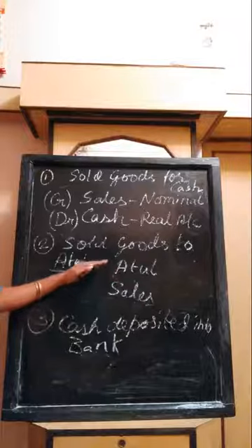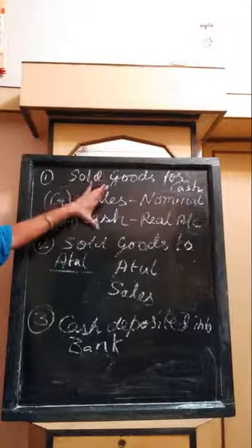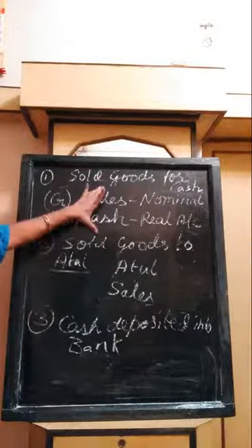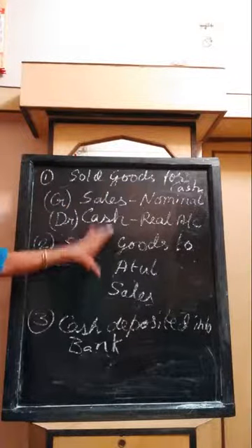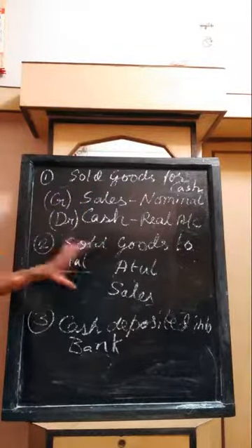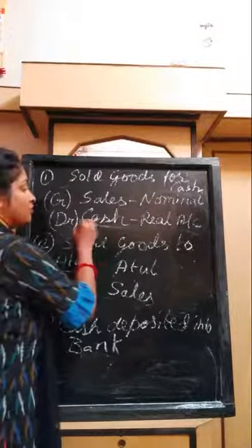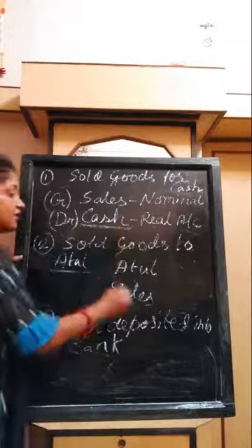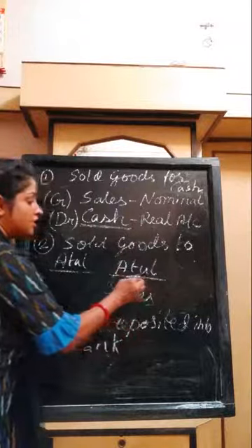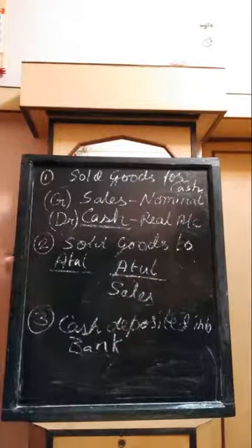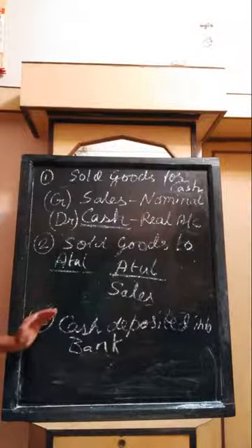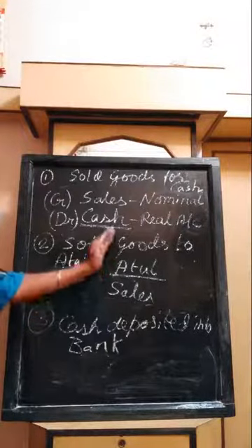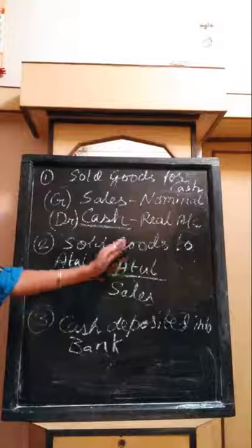The two accounts will be Atul and sales. See the difference in these two transactions. Clearly, please notice the difference. Here it was cash because it was a cash transaction, and here is the name of the debtor because it is a credit transaction and no mention of cash is there. That's why the name of the debtor Atul is directly coming as the name of the account.